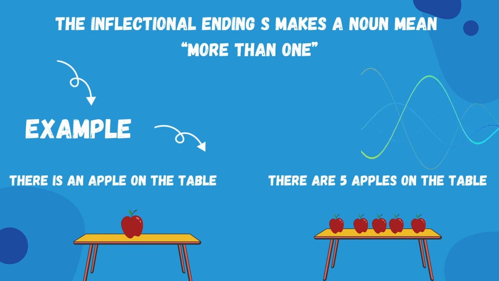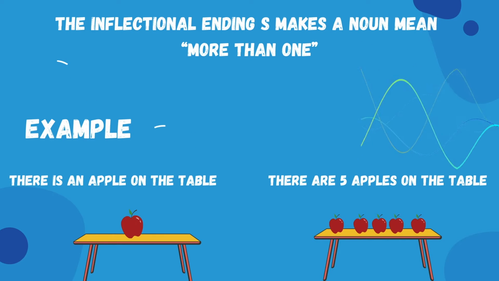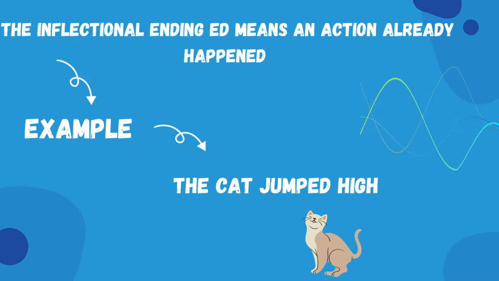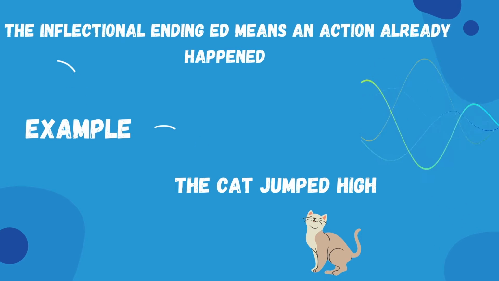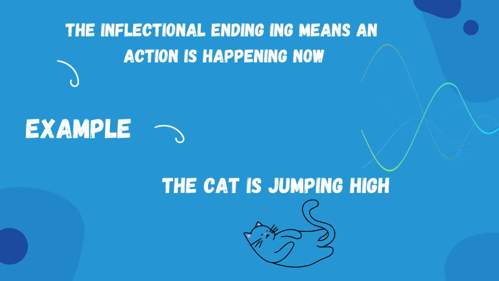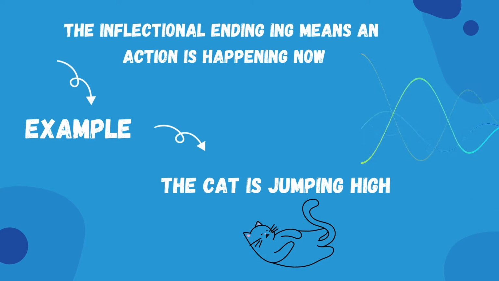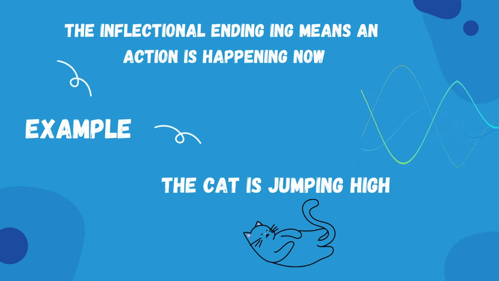Example: there is an apple on the table. There are 5 apples on the table. The inflectional ending ed means an action already happened in the past. Example: the cat jumped high. The inflectional ending ing means the action is happening now. Example: the cat is jumping high.